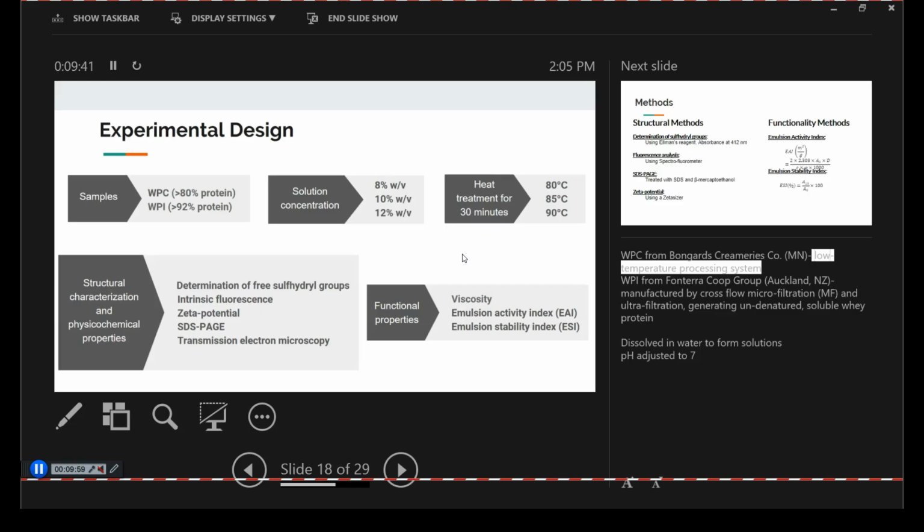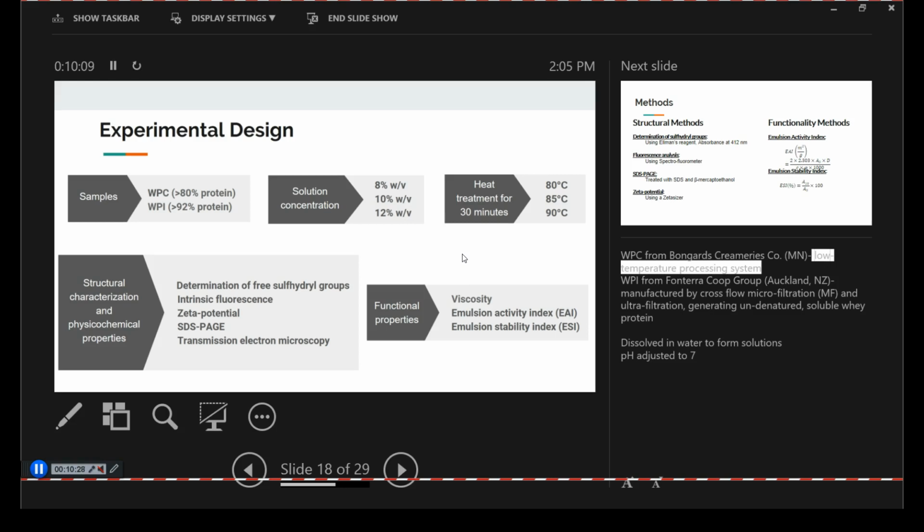Looking at the experimental design, the samples were whey protein concentrate and isolate. They were dissolved in water to form solutions at concentrations of 8, 10 and 12% and subjected to a heat treatment in the water bath for 30 minutes at 80, 85 and 90 degrees Celsius. I like to point out that all three temperatures are above the denaturation temperature of whey protein, which is around 70 to 75 degrees Celsius, thus ensuring the formation of polymerized whey proteins.